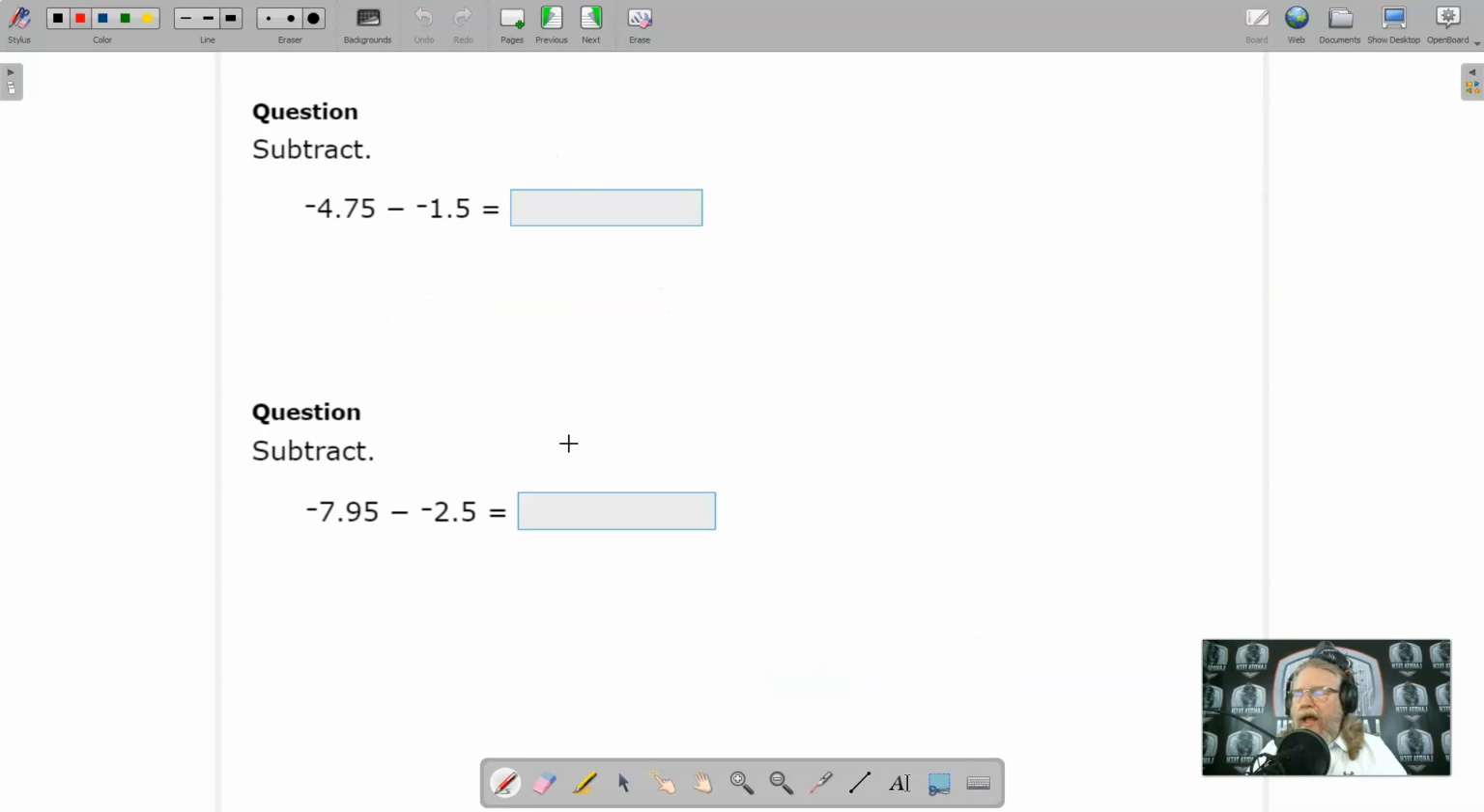Next question, we have two decimal numbers. So let's go ahead and see how to handle those. Well, the first thing I notice is that I have a minus and a negative. So I think I want to change this. Let's go at negative 4.75.